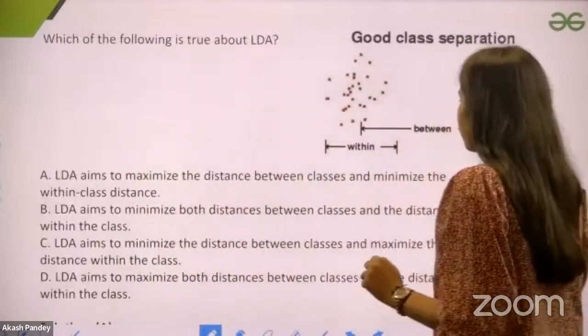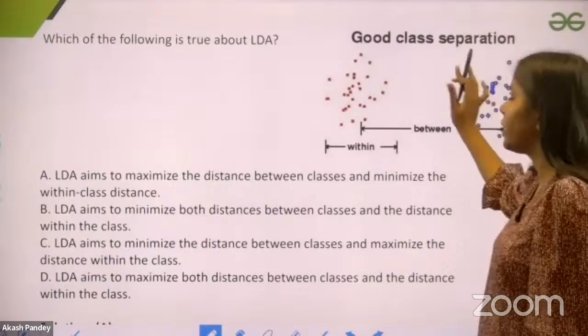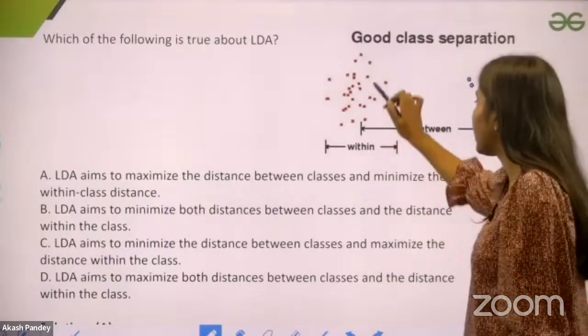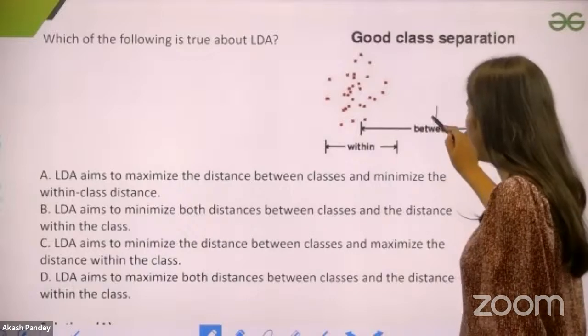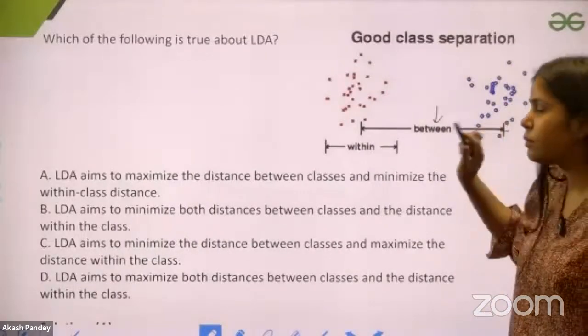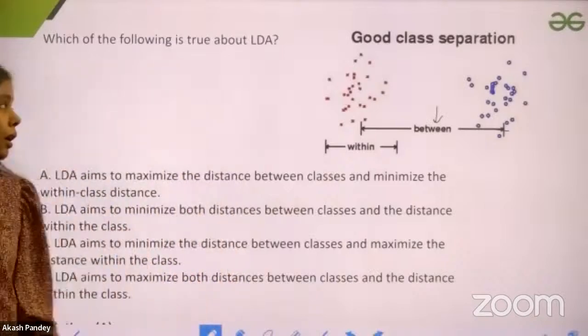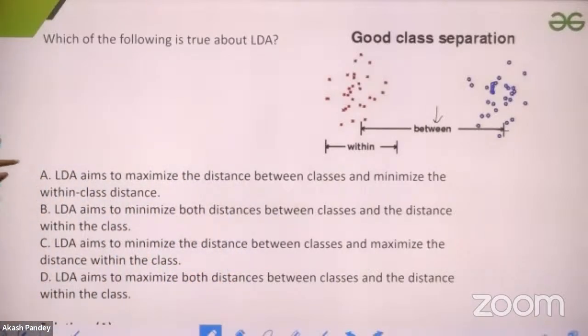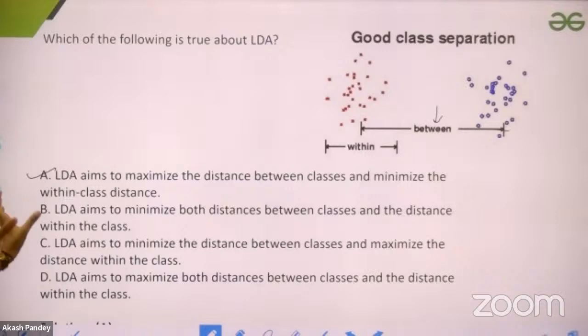Which of the following is true about LDA? Between any two classes we have to take maximum variance, and within-class variance we have to minimize. So good class separation is when between-class variance is maximum and within-class variance is minimum. LDA aims to maximize the distance between classes and minimize within-class distance. This is true, because I have to maximize the distance between classes and minimize within-class distance.